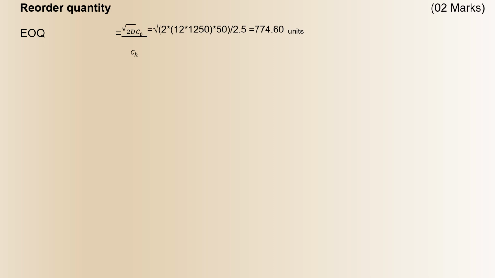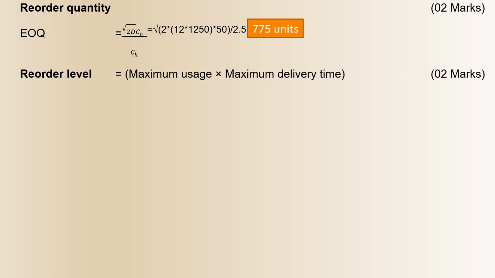So what you have to do is round it off. Rather than using 774.6, you have to use 775 units by rounding it. Then the second one is you have to calculate the reorder level. You have to take the maximum usage and maximum delivery time to calculate the reorder level. By substituting the figures, you may get 24,000 units as the reorder level.